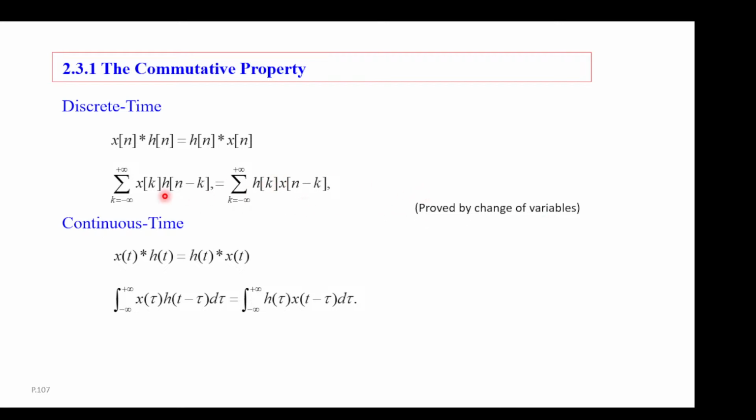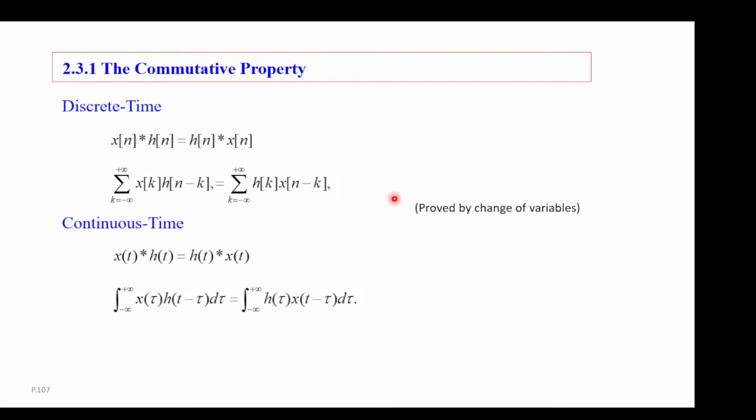So the proof is you do a change of variable. You just write down those two things. By the definition of convolution, it's the summation of x of k and h of n minus k. Then you change k to n minus k prime, so you do a change of variable from k to k prime, and you arrive at the other side. Similarly, for continuous time, you change the dummy variable tau to tau prime equal to t minus tau, and you will get this.